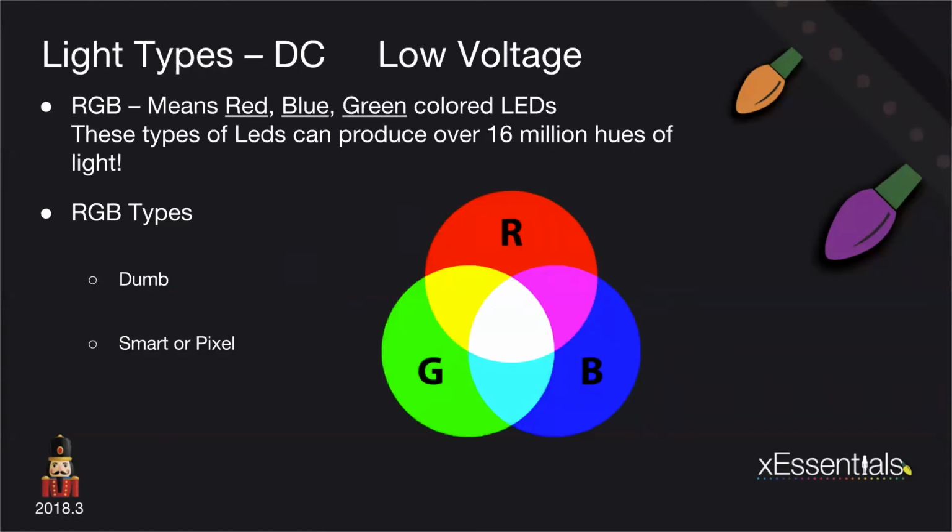So moving to RGBs. RGB means red, green, blue. It's just a correlation of the red, the green, and the blue in this diagram that's in the center here. You can produce over 16 million different colors with an RGB. This is whether it's dumb or smart pixels, and we're going to go into that next.